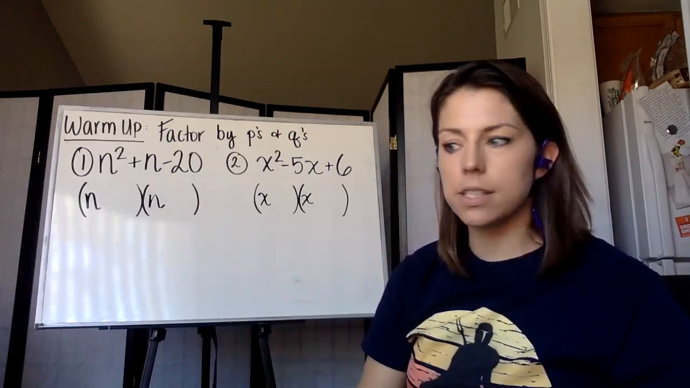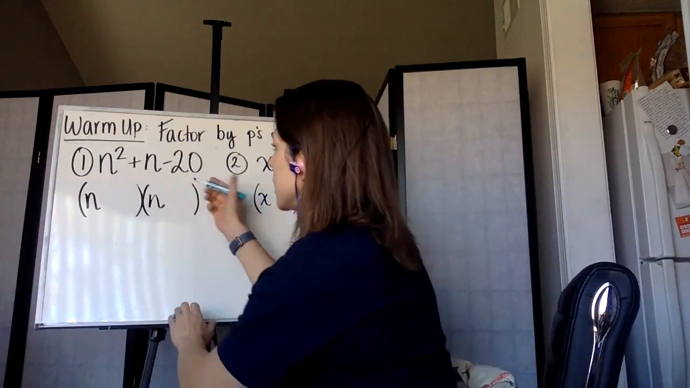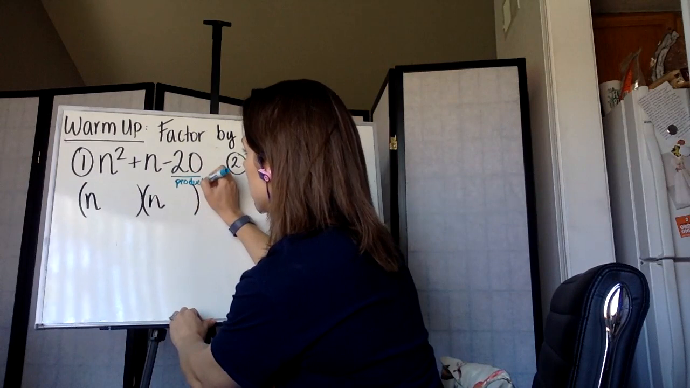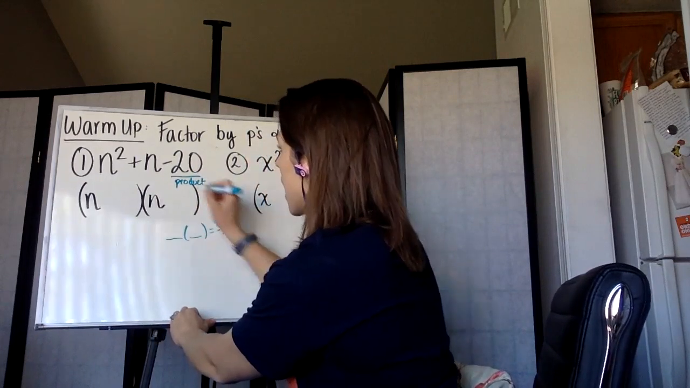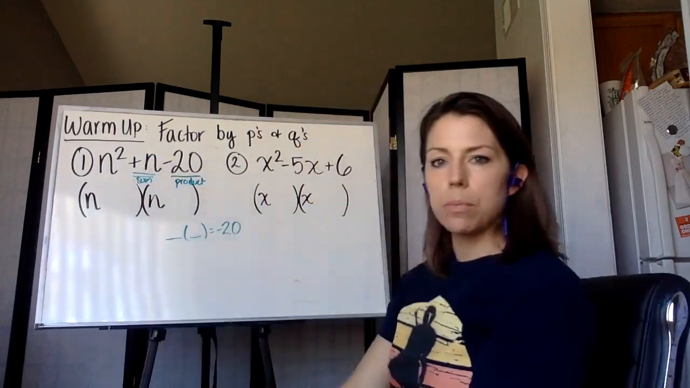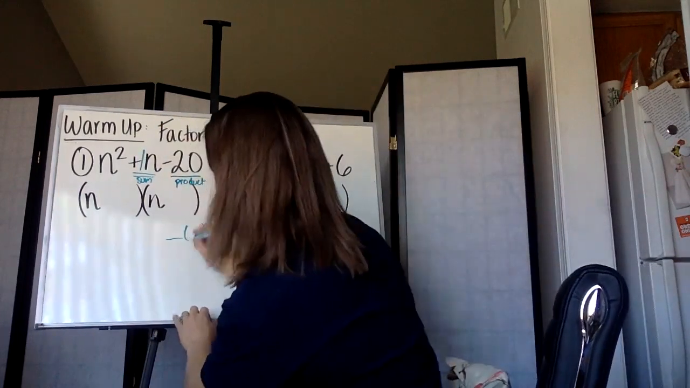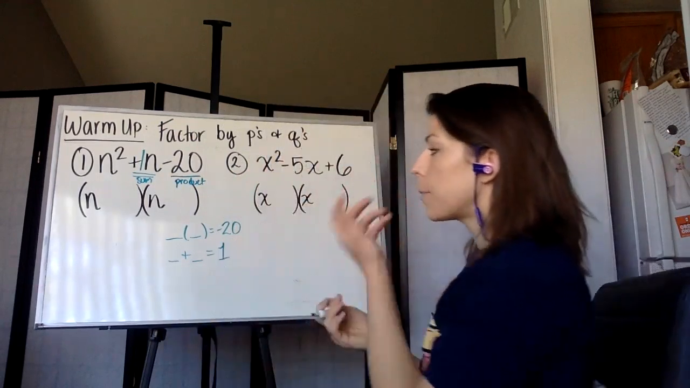What 2 numbers have a sum of the middle term and a product of the last term? So in this case, we're saying what 2 numbers have a product of -20 and a sum of, what do you think the sum would be here? Hidden 1. What plus what also equals 1. And we play the game.